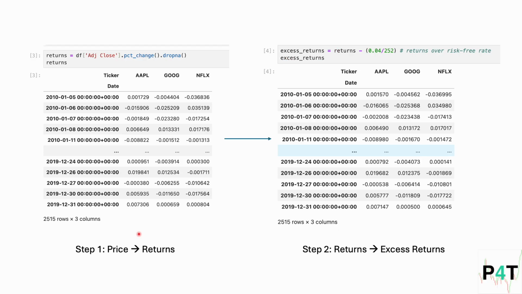So first, we want to convert our close prices to our daily return. Very simple. We just take the adjusted close column and call this percent change function on it. Then we want to take our daily returns and convert that into excess returns. So again, assuming a risk-free rate of 0.04, we just divide that by 252 for the trading days in a year, and then subtract it from our returns to get our excess returns data frame. Note that everything we do in the coming parts will be framed in terms of excess returns.